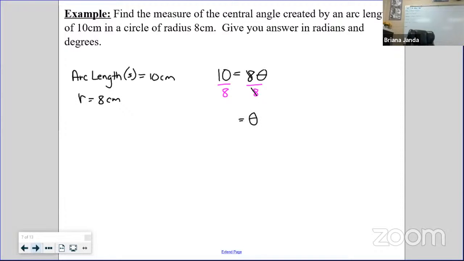Okay, and this is where we are going to run into issues. Not necessarily on this part of it, but 10 over 8, simplify, both divisible by 2, 5 over 4. If I were to put a label after that, it's 5 over 4 what? It's our angle theta. Theta is in what units? Radians. 5 over 4 radians.